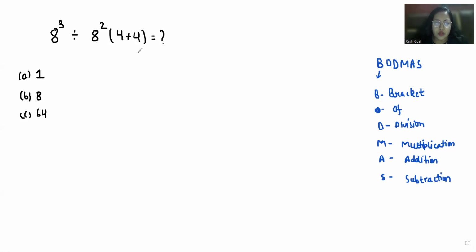So first I am going to solve the bracket. So 8 cube divided by 8 square, 4 plus 4. So 8 cube divided by 8 square times 4 plus 4 is 8.